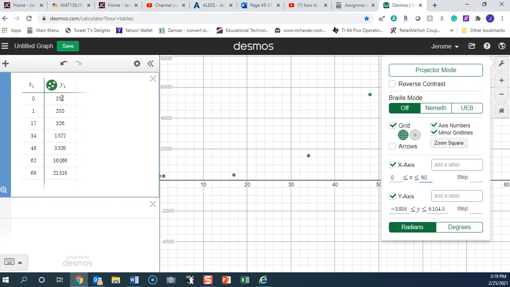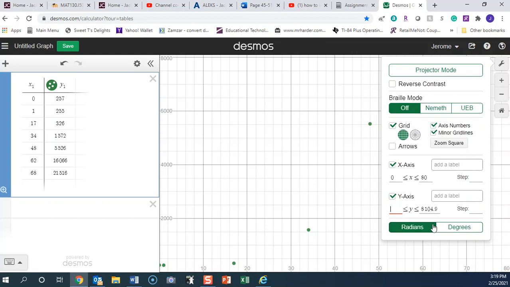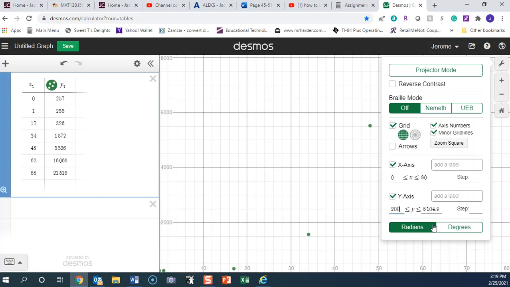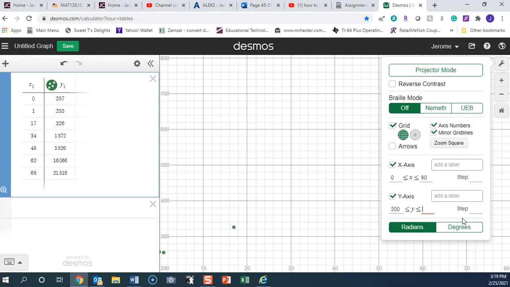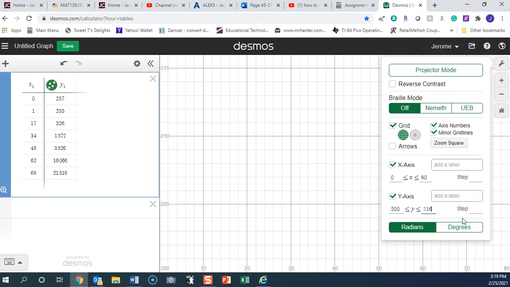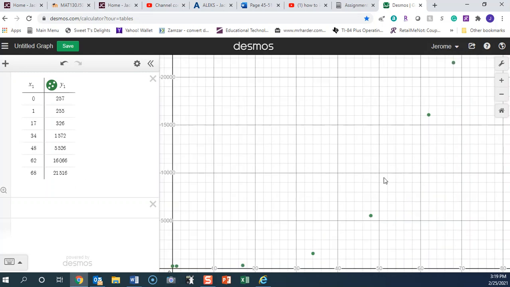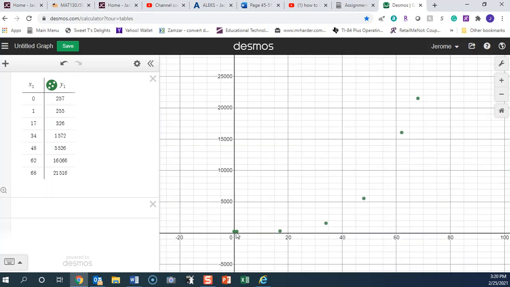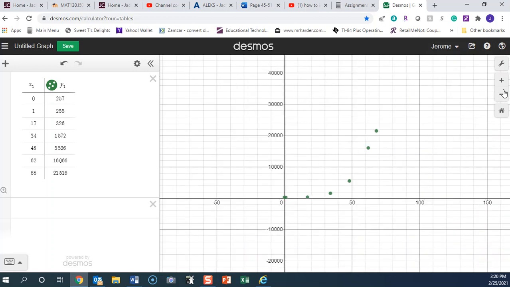Okay, now your y values go from 257 to 21,516. So what we could do for our y values is start from, let's say, 200 all the way up to, let's say, 21,600. Okay, now you can roll your mouse so you can zoom in, and as you see here, you see all these points. So you could press the minus sign and it would show the points here.